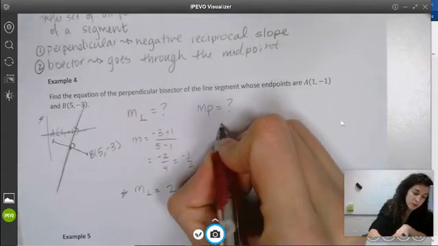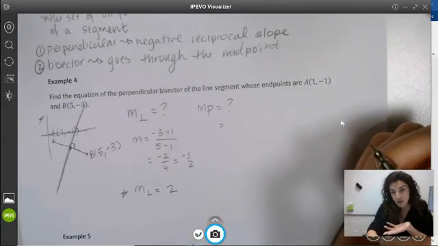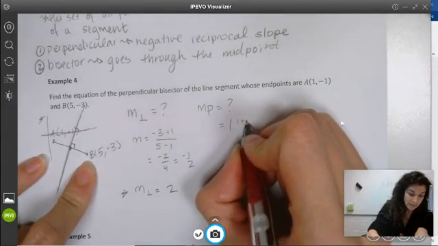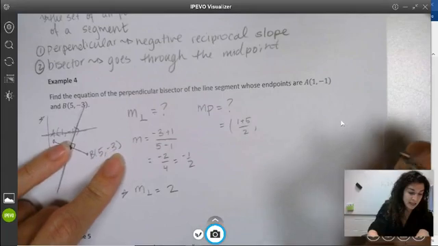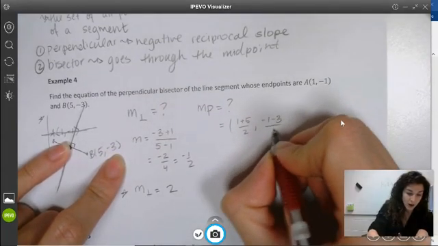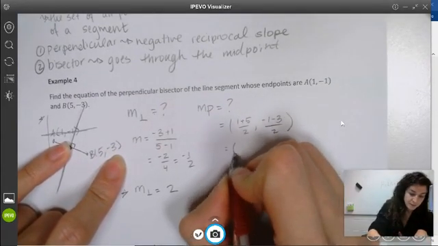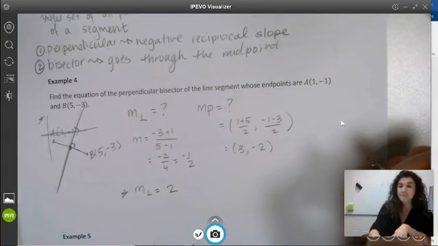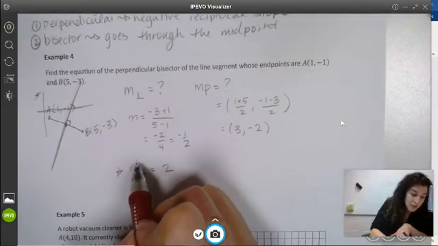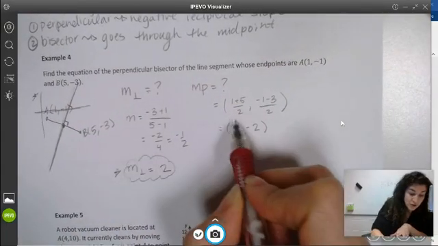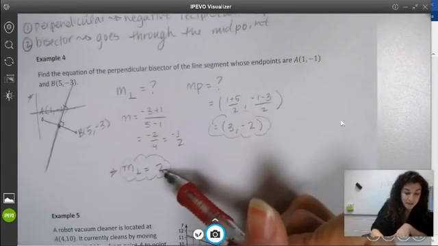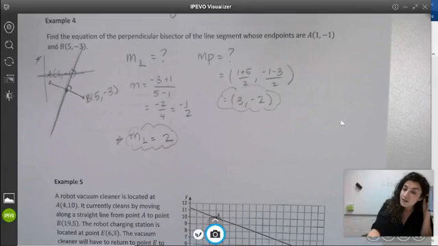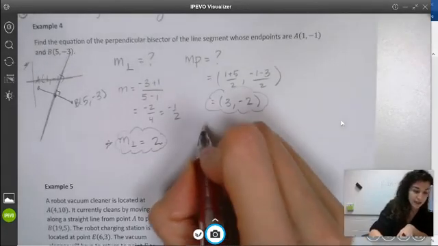And now we need to find our midpoint. Remember that your midpoint is just the average of your values. So we need to find the average of our x values. How we do that is we add them together and then divide by how many, and then the average of our y values. And that is our midpoint. So these are the only things that we need in order to write an equation of a line. Since we have the perpendicular slope and we have the point that the perpendicular bisector must go through, we have all the information we need in order to write the equation.